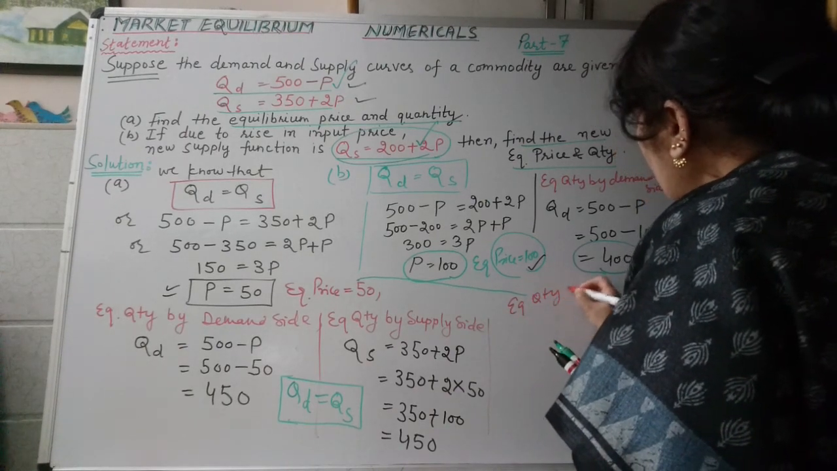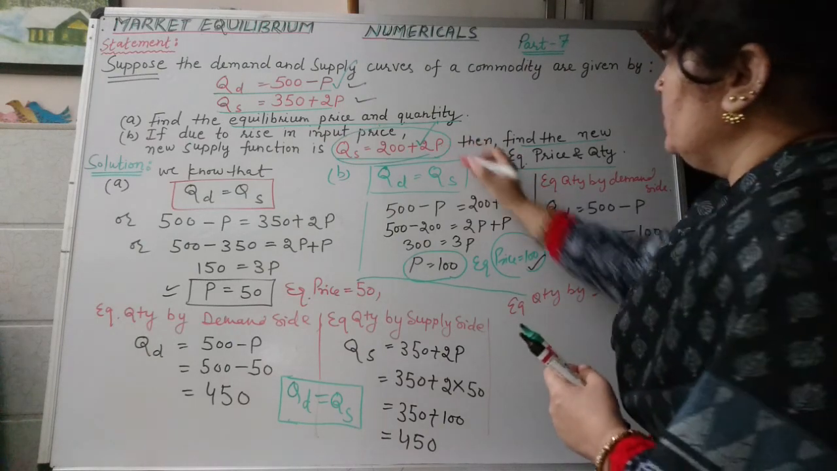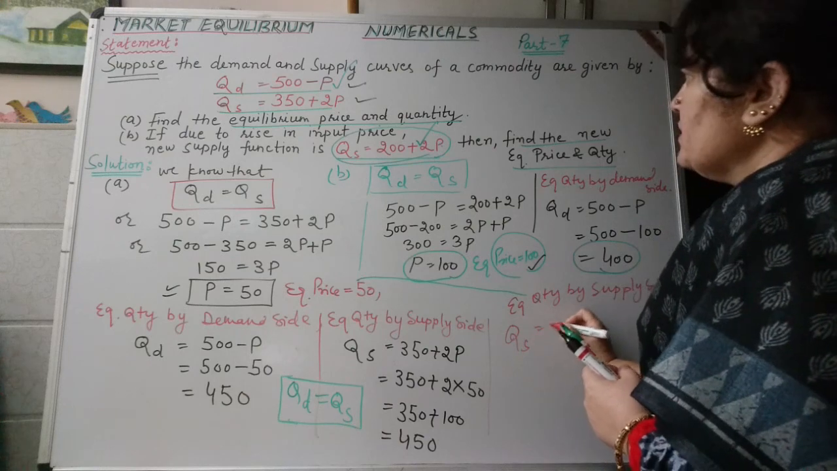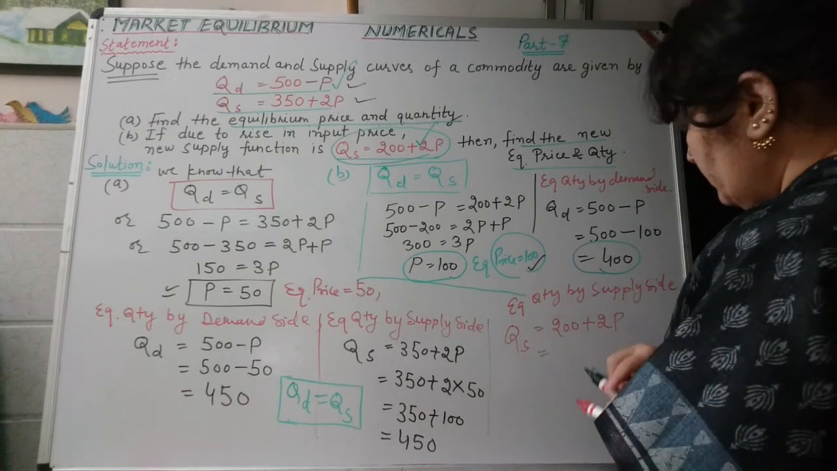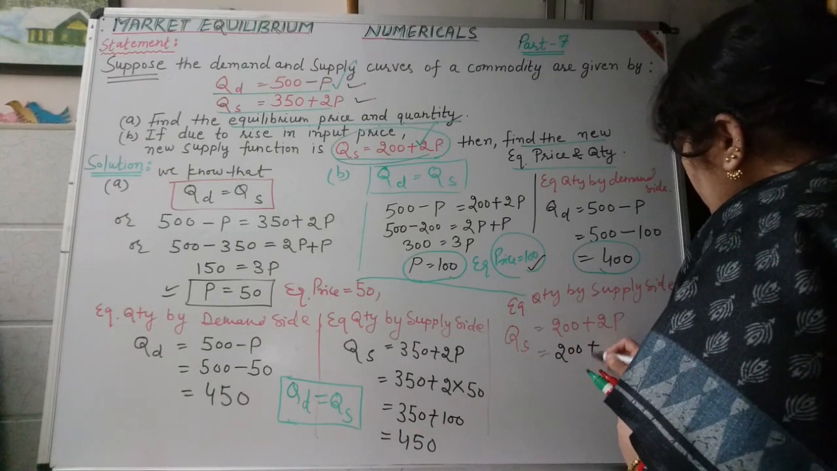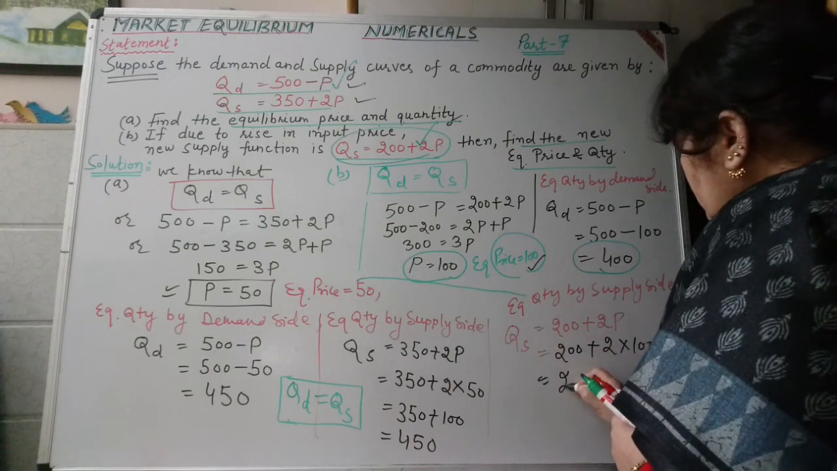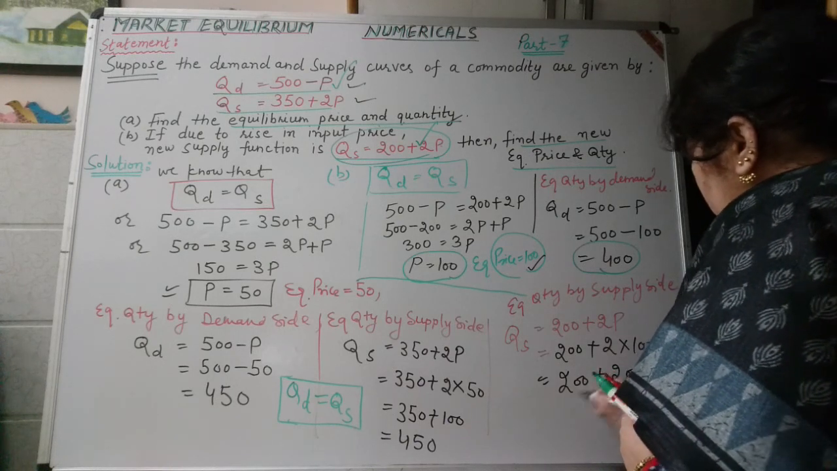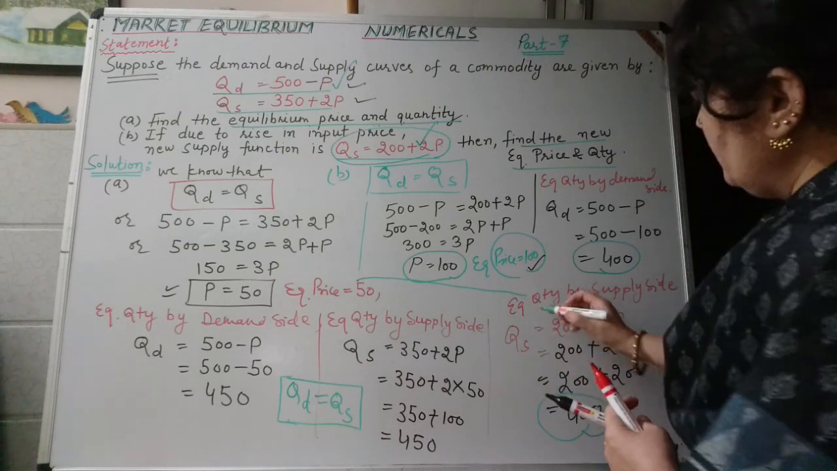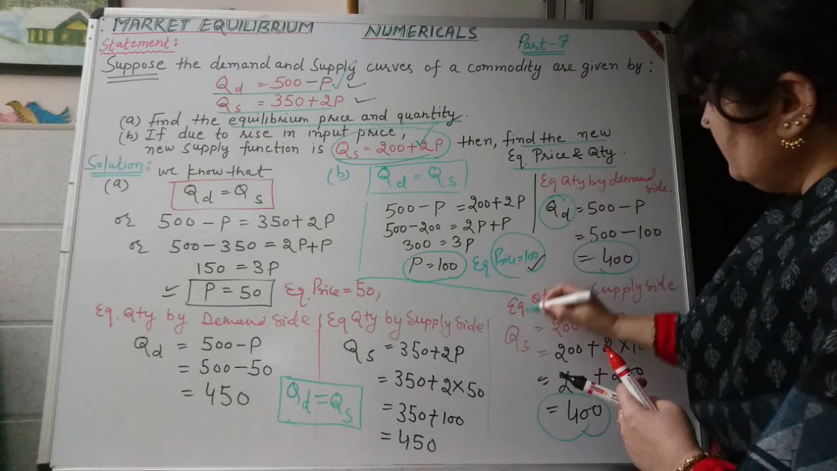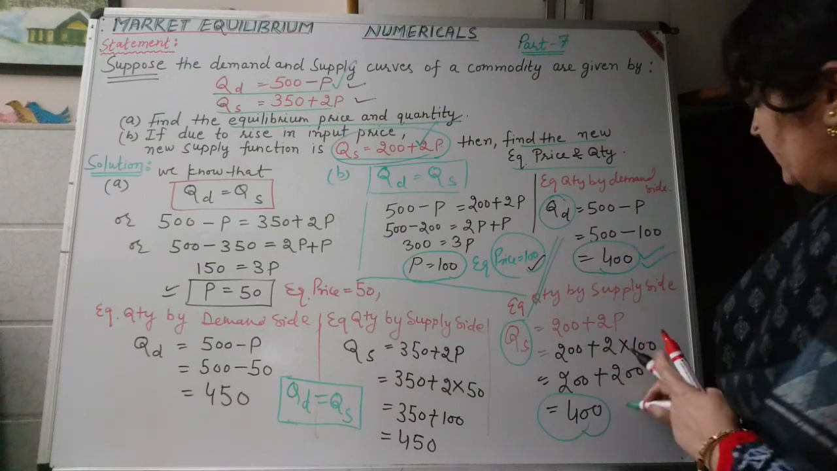And the equilibrium quantity by the supply side. Now we are taking the new supply equation. Quantity supplied is equal to 200 plus 2P is equal to, by putting the value, 200 plus 2 multiplied by this 100 is equal to 200 plus 200, which is equivalent to 400. So again, quantity demanded and quantity supplied both are equal, which is 400 and 400.